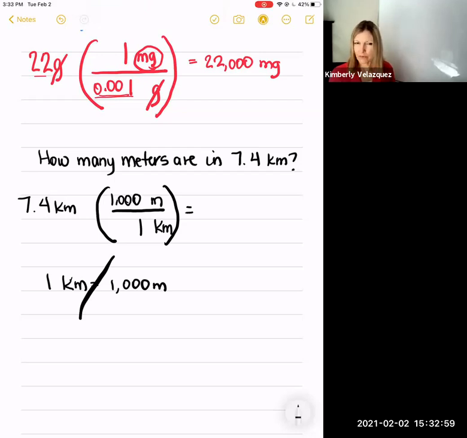And I multiply 7.4 times 1,000. And again, technically it's divided by 1, but you don't need to do that step. But most importantly, my kilometers cancel out and I'm in meters. And my question says, how many meters? So I'm already at the solution with just one step. Okay, so 7.4 times 1,000 is going to be 7,400 meters.